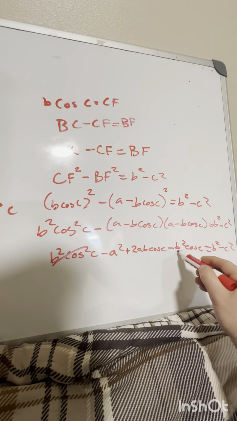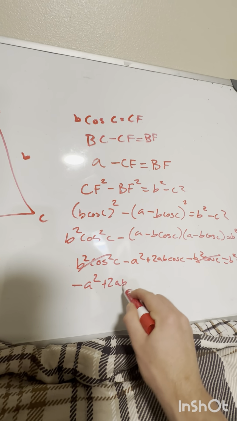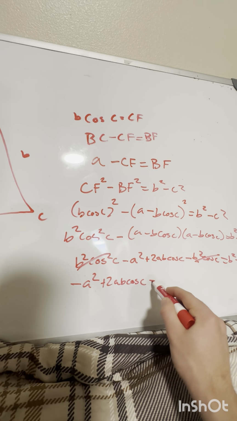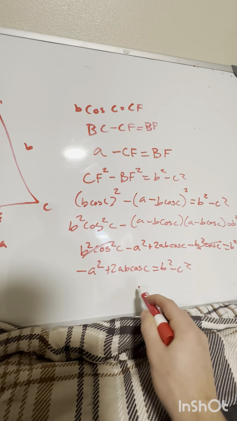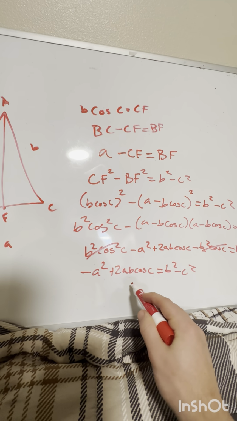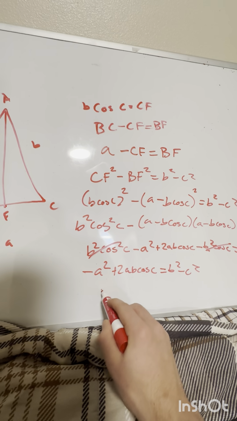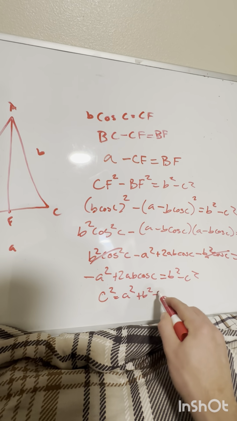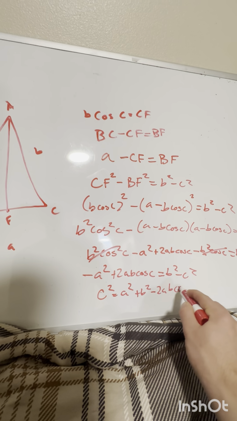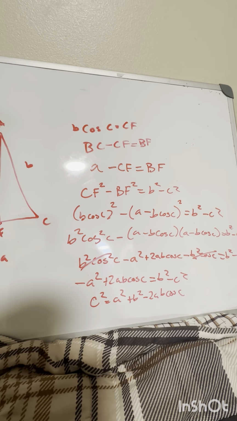These two terms will cancel out, and we get negative A squared plus 2AB cosine of C equals B squared minus C squared. By just rearranging these, adding A squared over, adding C squared over, and then subtracting 2AB cosine C, we get C squared equals A squared plus B squared minus 2AB cosine C, which is the statement of the law of sine, or rather the law of cosines.